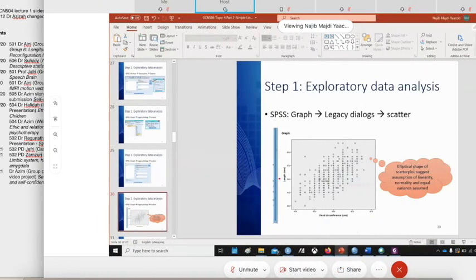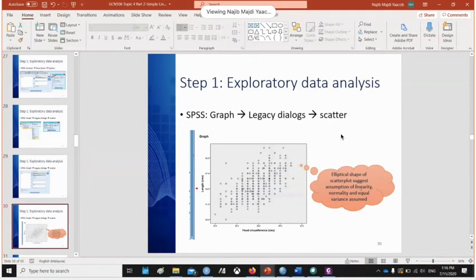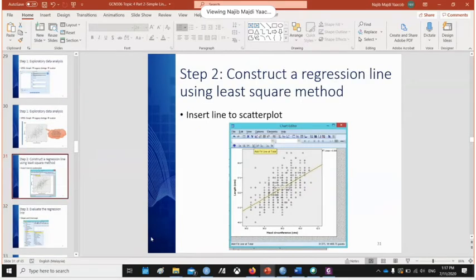So the elliptical shape of the scatter plot suggests the assumptions of linearity, normality, and equal variance are met. When all assumptions are fulfilled, then we can be sure that any statistical model derived from this data will be valid. Now what we need to do is to insert a line into the scatter plot.